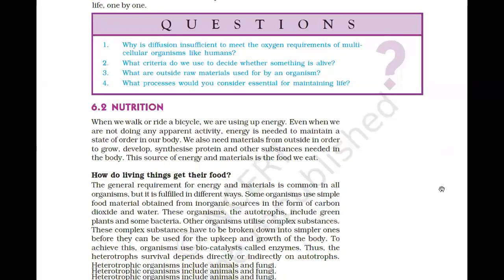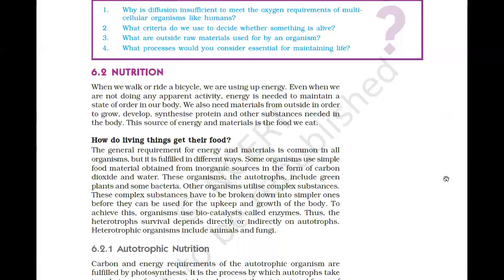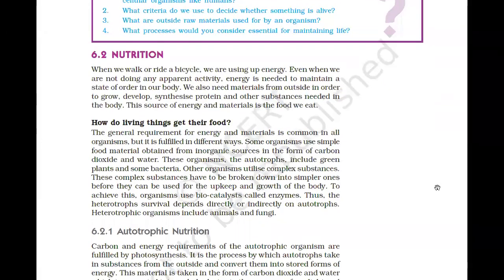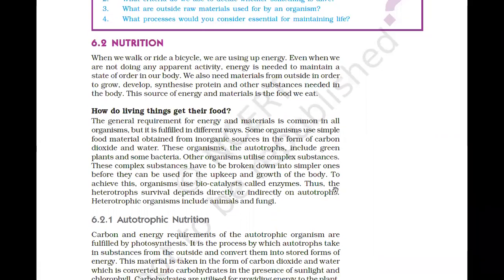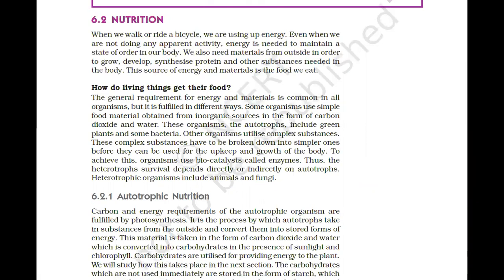Nutrition. When we walk or ride a bicycle, we are using up energy. Even when we are not doing any apparent activity, energy is needed to maintain a state of order in our body. We also need materials from outside in order to grow, develop, and synthesize protein and other substances needed in the body. This source of energy and materials is the food we eat. How do living things get their food? The general requirement for energy and materials is common in all organisms, but it is fulfilled in different ways.